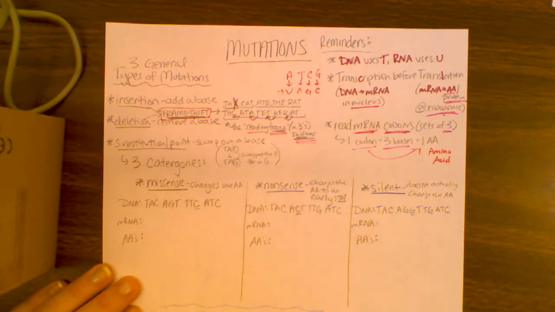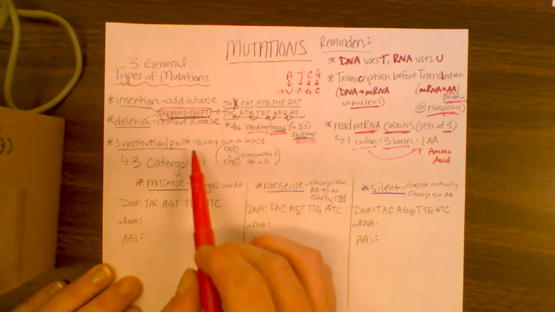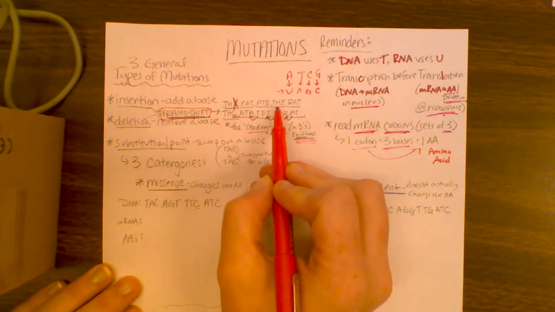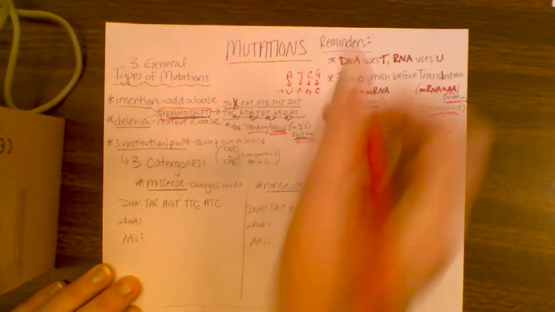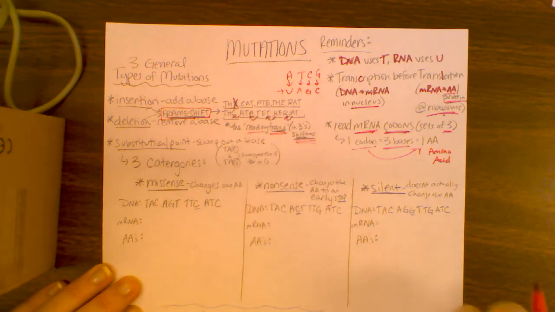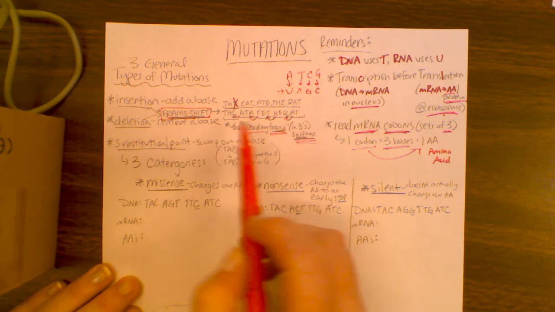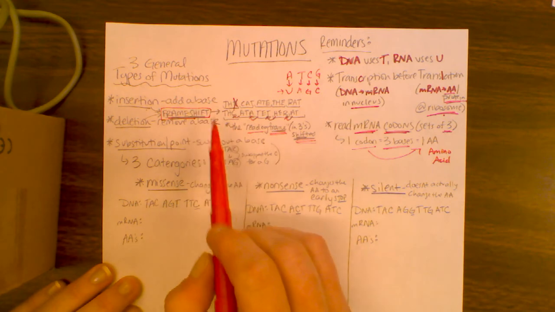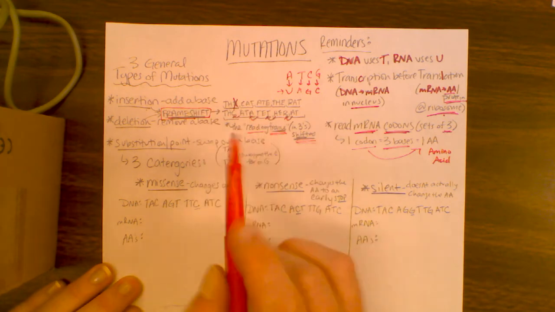So frame shift is pretty bad. I do want to make a point though that if you just delete one set of 3, then it's not nearly as bad. So let's say we just deleted one word, it would still say the cat ate rat. So deleting 1 or adding 1 is pretty bad, but sets of 3 are not quite as severe.